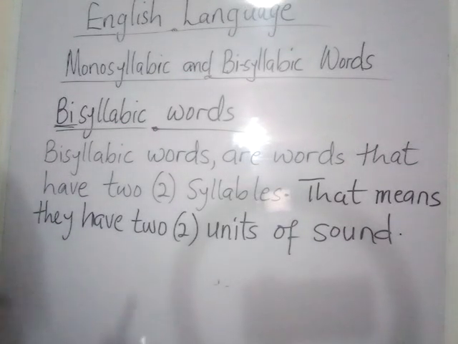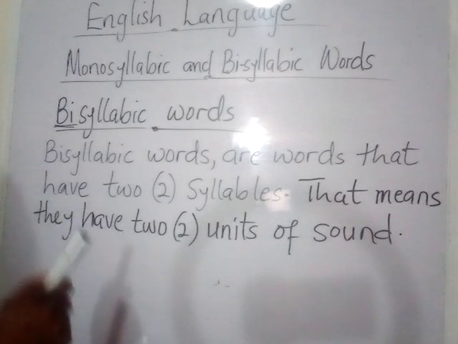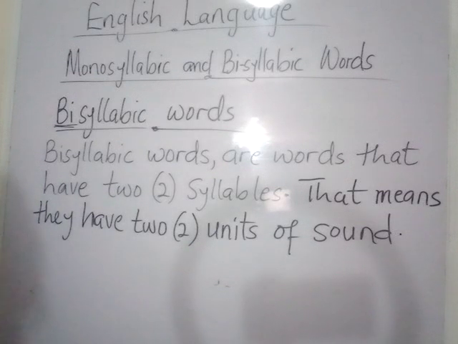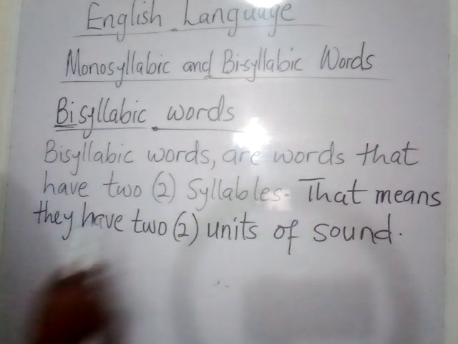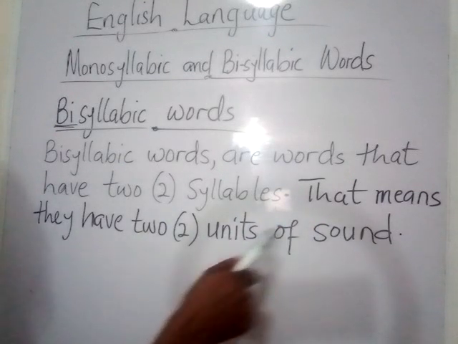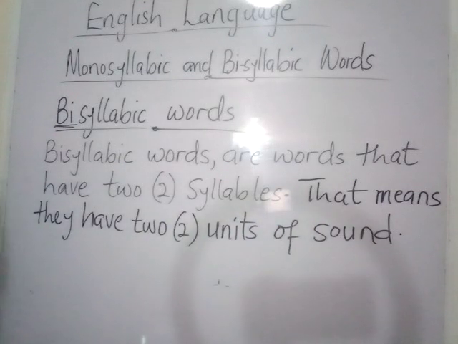It's a unit of sound with just one vowel. And we looked at some examples of words that have just one syllable. Now we're looking at bisyllabic words. Those are the ones that have two syllables. And that means that they have two units of sound, not just one.